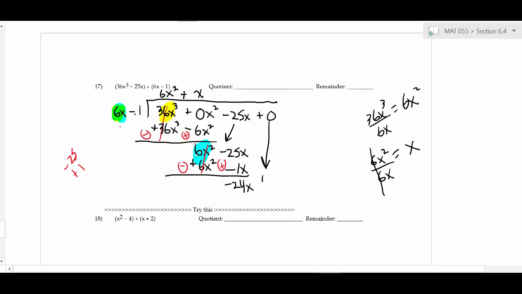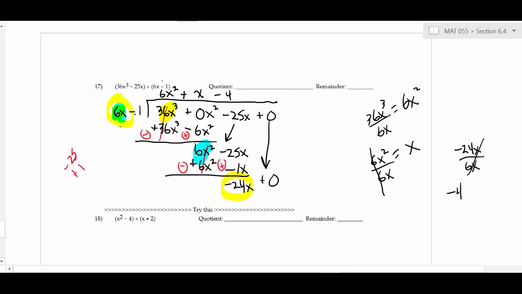And yeah, you got to bring down the 0. You got another thing to bring down, so bring it down. And then the last thing you're going to do is divide negative 24 by 6. So you got to do division one more time. When I do negative 24 divided by 6x, what do you get? Negative 4. Do you guys see how the last term is always just a number?